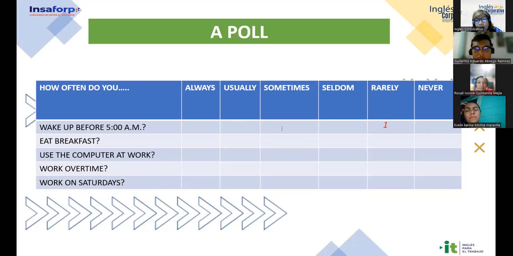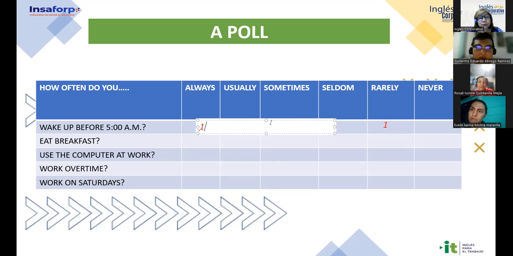Primero usted se dice yo, ¿verdad? I. Después dice el frequency adverb y después la actividad. Esa es la secuencia. Ok. Entonces sería I, why, over 43, I am always. Ok. I don't know if you get the answer, Guillermo. I think it's always. Okay, so always.